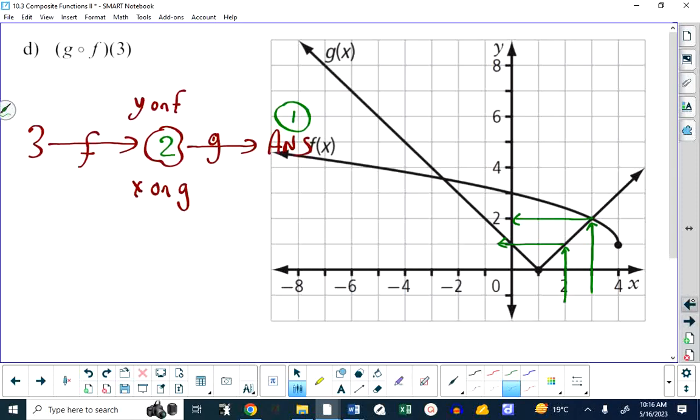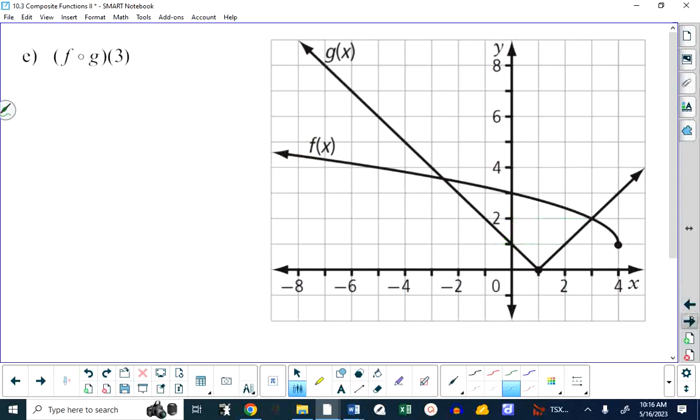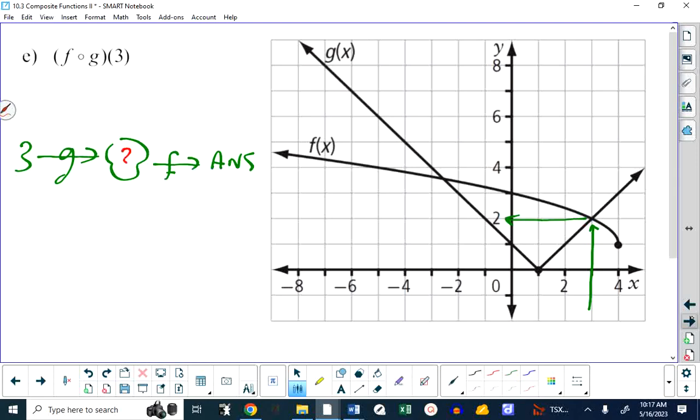Well, what about the opposite way around? That was G of f of 3. Now we're going to go f of G of 3. Again, the 3 goes into G first. Then it goes into F to get our answer. So 3 goes in. What comes out of G? Well, G is the absolute value one, but 2 comes out. So this is a 2. 2 now goes in. But we're going to read the output on F, and it is approximately, I would say, 2.3 or 2.4. Take your pick.